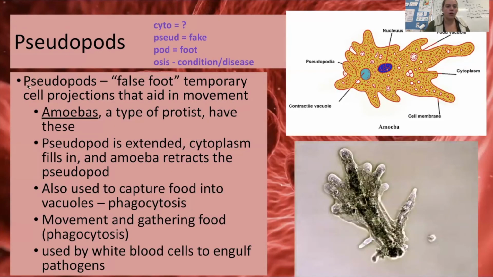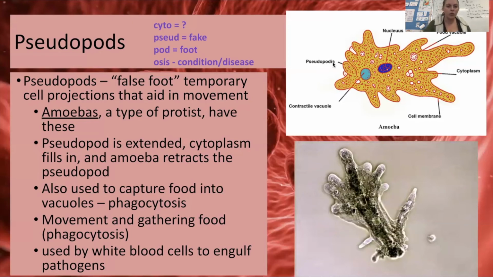The word pseudopod translates to false foot, pseudo for false and pod for foot. This is a temporary projection in a cell that's going to help it to move, and we see these in amoeba. So this is an example of an amoeba here, and these little projections that you see, each one is called a pseudopod. Pseudopodia is just the plural.